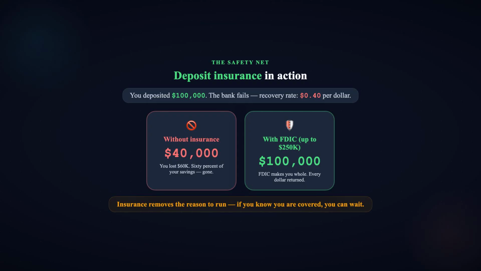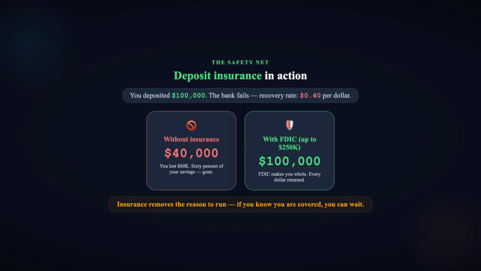Here is a worked example. You have $100,000 in a savings account at a local bank. The bank invested heavily in residential mortgages. A downturn hits. Many borrowers default. The bank cannot return all deposits. It announces that clients will receive 40 cents on the dollar. Without FDIC insurance, you get $40,000. You lose $60,000. With FDIC insurance, because your deposit is below the $250,000 limit, you get the full $100,000 back. The FDIC covers the difference.